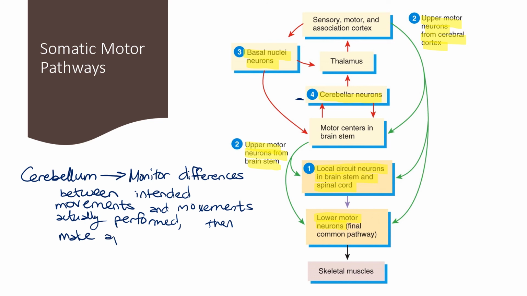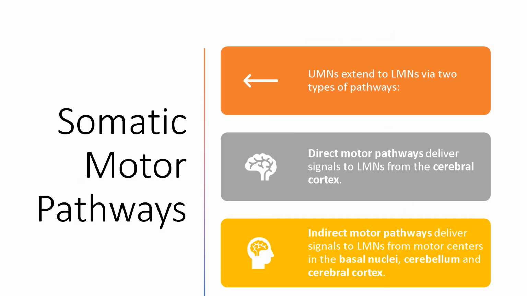Then make appropriate adjustments. The axons of the upper motor neurons extend from the brain to lower motor neurons by two types of somatic motor pathways, either direct motor pathways or indirect motor pathways. Now, these direct motor pathways provide input to the lower motor neurons by axons that extend directly from the cerebral cortex. The indirect motor pathways provide input to the lower motor neurons from motor centers in the basal nuclei, from the cerebellum, and from the cerebral cortex.